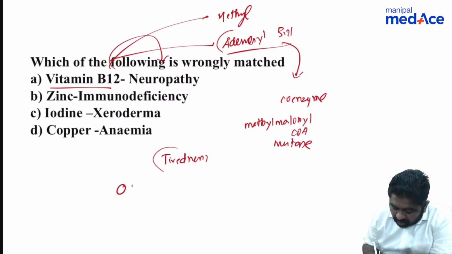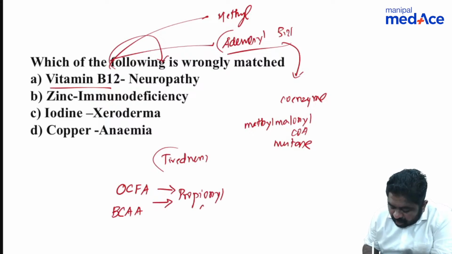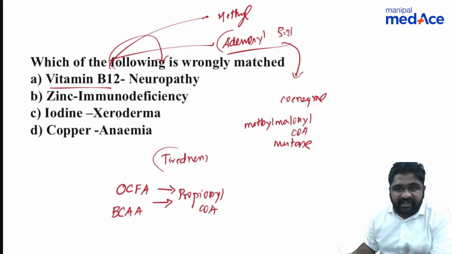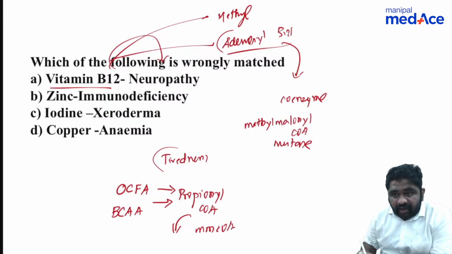That is, when you have odd chain fatty acids and when you have branched chain amino acids, the end product of both of them will be propionyl-CoA. But propionyl-CoA cannot enter into the TCA cycle. Only acetyl-CoA can enter into the TCA cycle. Now, this propionyl-CoA will undergo carboxylation to become methylmalonyl-CoA. Now, this methylmalonyl-CoA will be initially D, which turns into L based on one more enzyme called racemase.